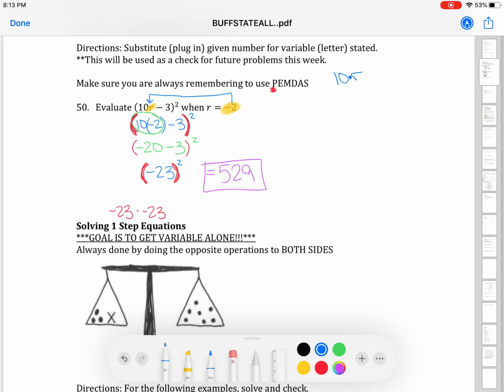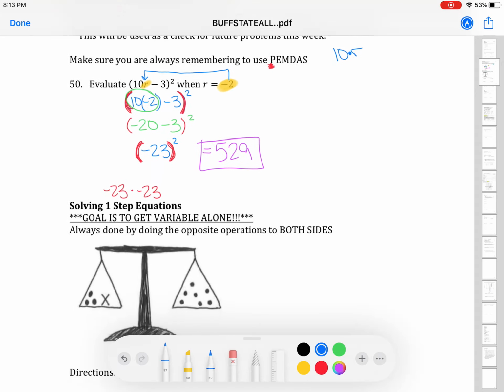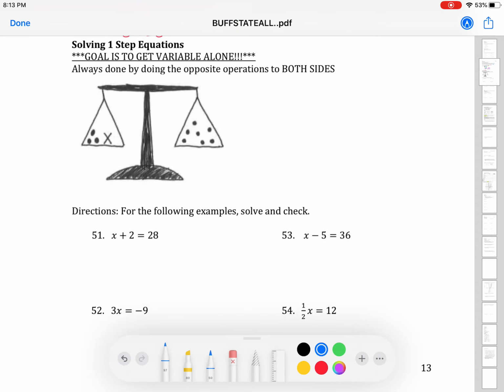So that process that we just went through, where we took a number and we plugged it in for a variable to check it out, that's what we're going to be working on when we're checking these problems coming up.